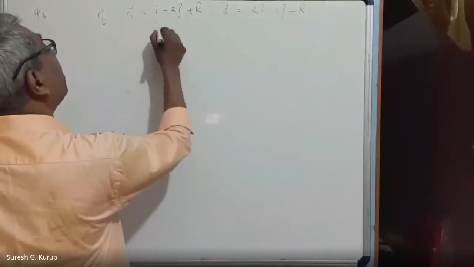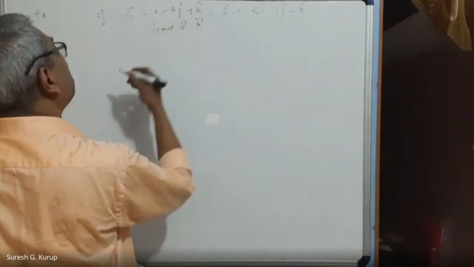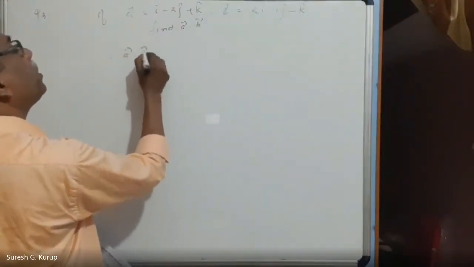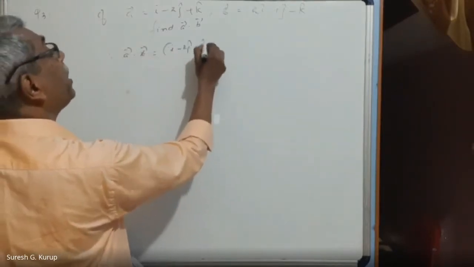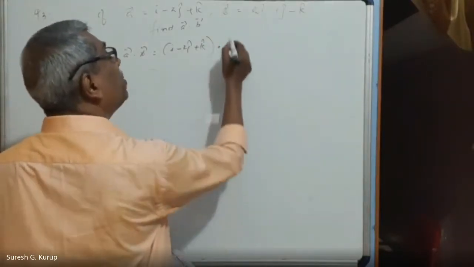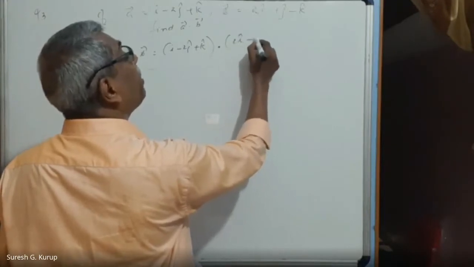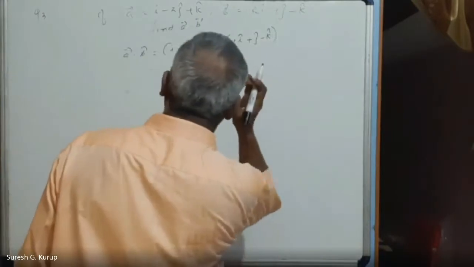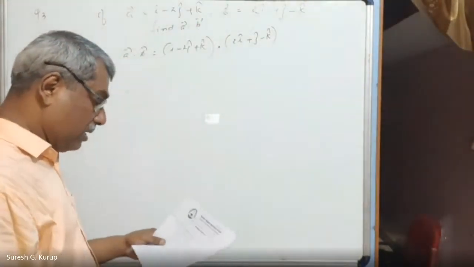Now, what is A dot B? Find vector A dot vector B. So vector A dot vector B is equal to (i minus 2j plus k) dot (2i plus j minus k), you will write, right? Okay. Now this is also very simple, right?